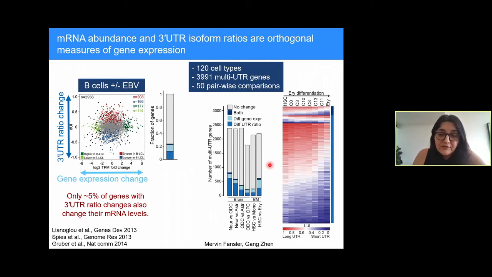But these 3'UTR ratio changes are not random. So I'm plotting here all the genes that change significantly their 3'UTR ratios during erythrocyte differentiation. And you can see that they change their 3'UTR ratios in a very coordinated manner. At the time, we don't know what it means when there is a 3'UTR ratio change. But we know that only in about 5% of the 3'UTR ratio changes, these genes also change their mRNA levels. So we don't think that this is the major function.